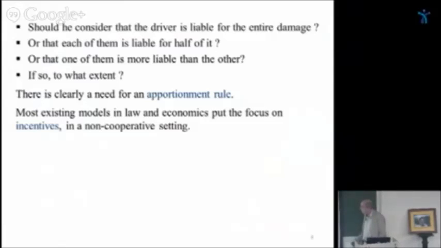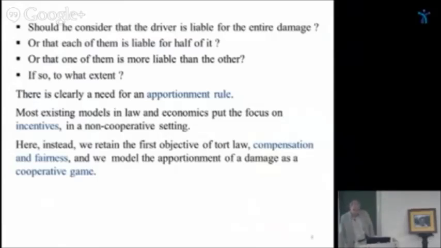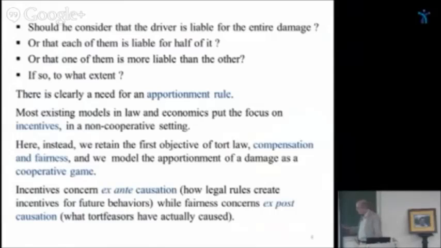Most existing models, indeed, in law and economics, put the focus on incentives, in a non-cooperative setting. So there are many papers that deal with such a problem in a non-cooperative setting. Here, instead, we focus on compensation and fairness from a cooperative point of view, and so we model the apportionment problem as a cooperative game. Incentives are about ex-ante causation; they create incentives for future behaviors, while here we are in an ex-post position. The tort has been caused.